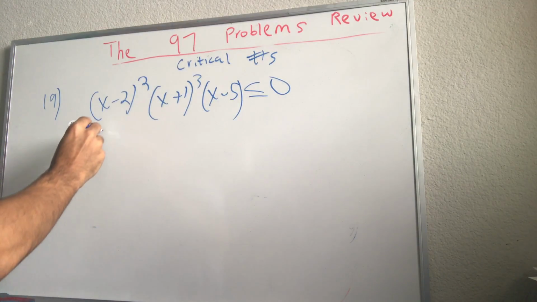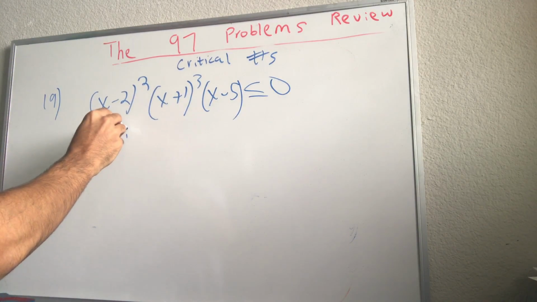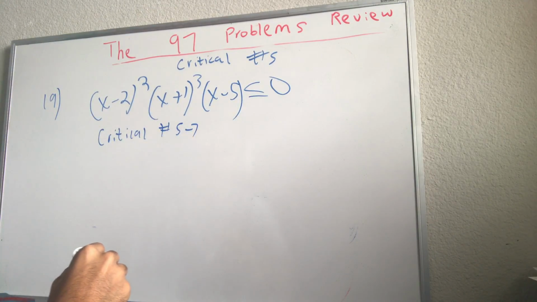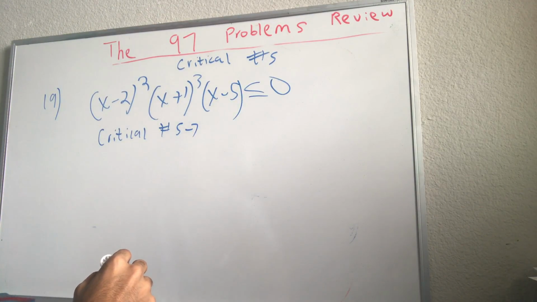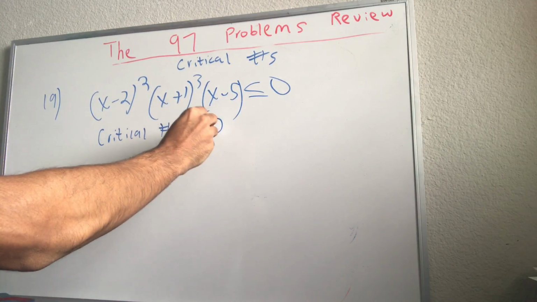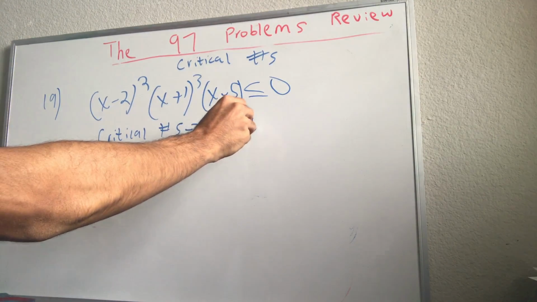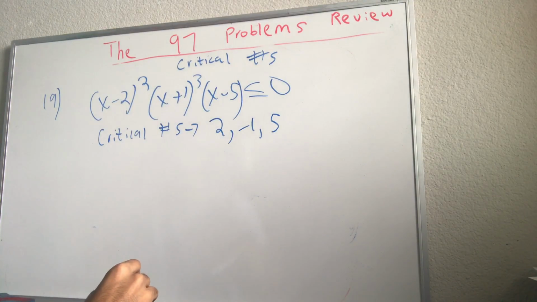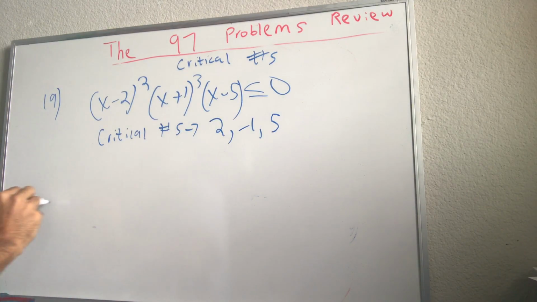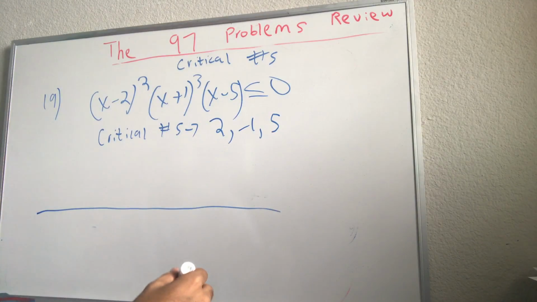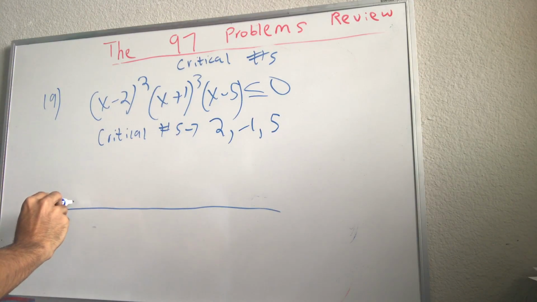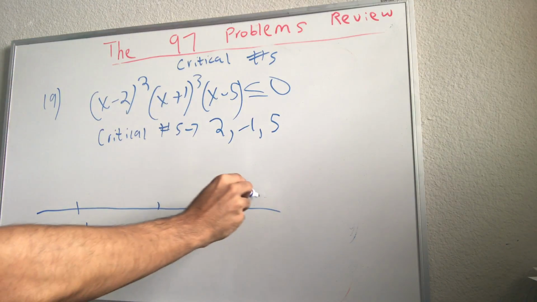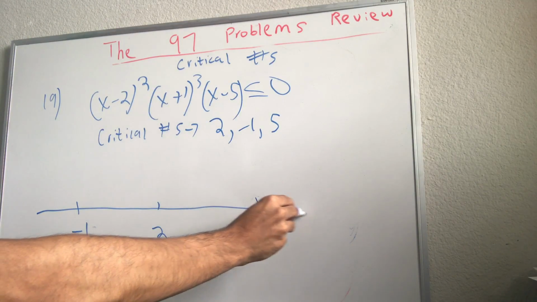So now we want to determine the critical numbers here. We want to set each factor to 0, and we know the critical numbers here are 2, negative 1, and 5. Setting each factor to 0, we get these critical numbers. And so now we want to again make our number line. Just plotting this quickly here, we have negative 1, we have 2 here, and we have 5 probably somewhere here.